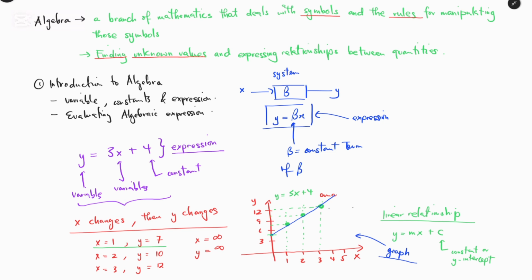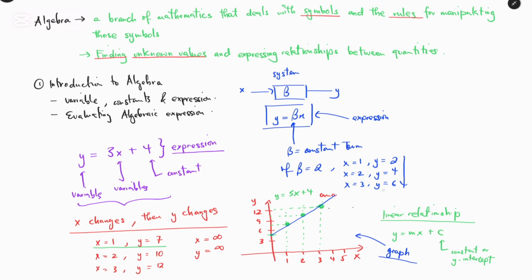If beta is equal to 2, now we can find that when x is equal to 1, then y will be equal to 2. When x is equal to 2, y will be equal to 4. When x is equal to 3, y will be equal to 6. So we can also see the linear relationship between the input and the output of a system. So we can see that this expression represents a constant term and a variable term.